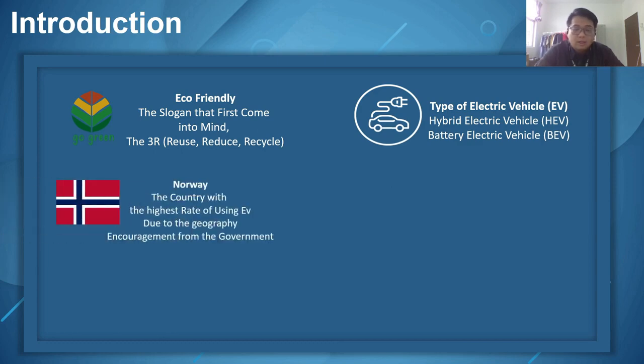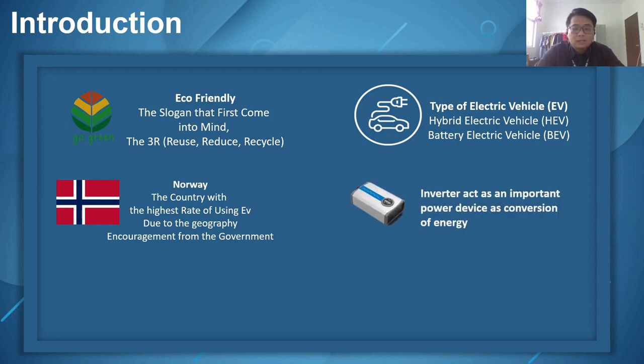There is one country in this world, which is Norway, the country with the highest rate of using EV, and this is due to the geography of the country, where there are a lot of valleys and also rivers in this country, so the government can easily build hydro plants to generate the electricity. Furthermore, the government also encourages their citizens to buy electrical vehicles by lowering the tax of the vehicle.